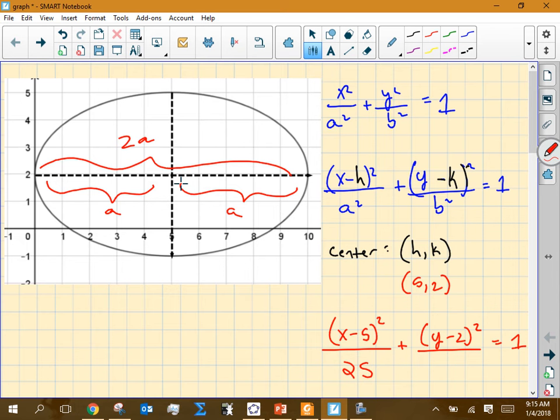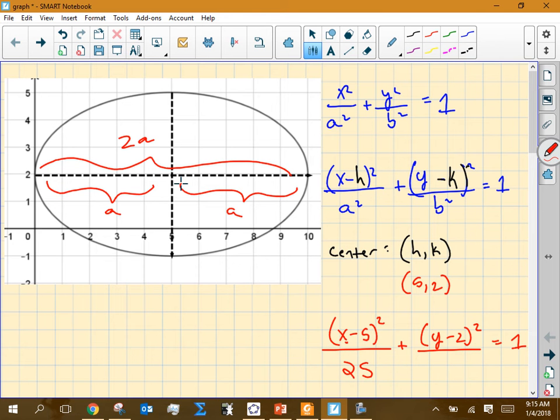Now, like I said, I don't really care whether I call that A or I call that B. I know that's the horizontal axis, right? So the horizontal axis needs to be paired up with the x variable. Okay, horizontal and x always go together, right? I then need to find the denominator that goes with basically the vertical axis here.